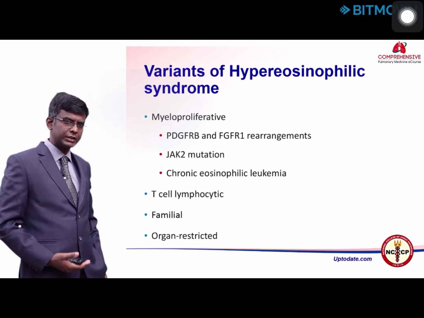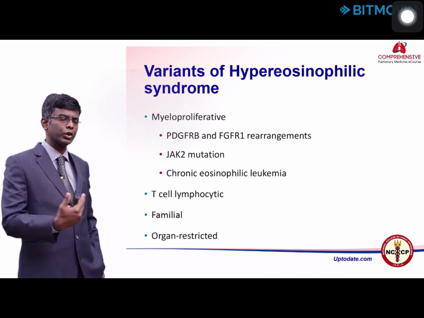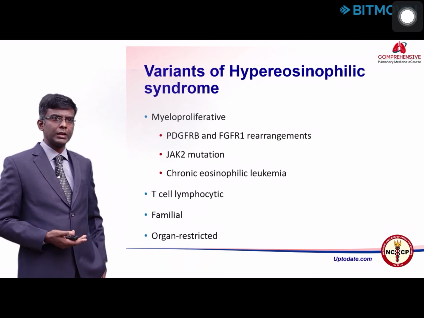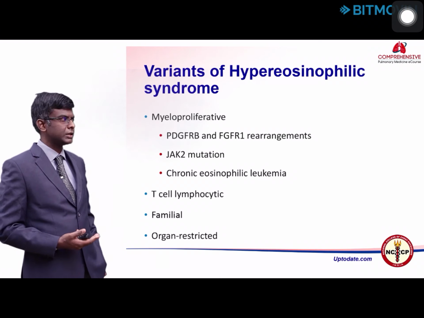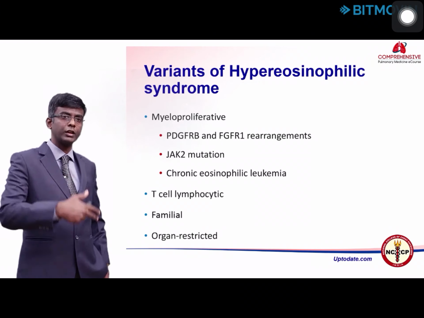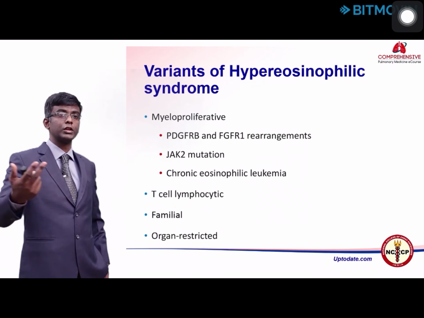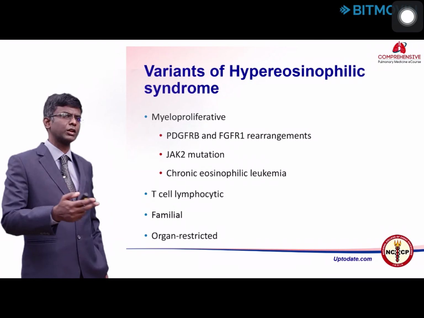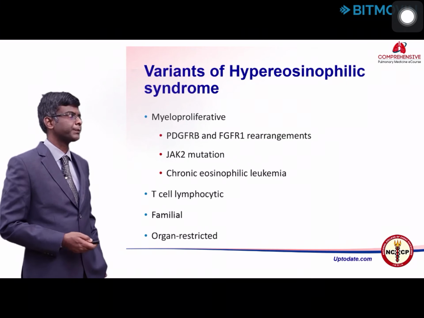T-cell lymphocytic HES can occur, familial and organ-restricted HES can also occur. In fact, some people say that the organ-restricted hypereosinophilic syndrome can include conditions like chronic eosinophilic pneumonia or eosinophilic GI disorders as well. Things are not very clear about that.